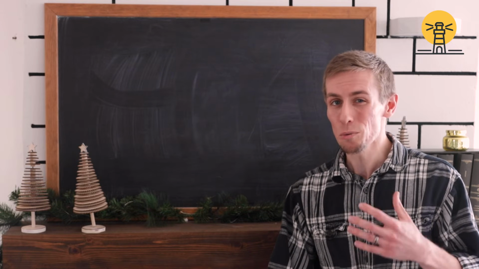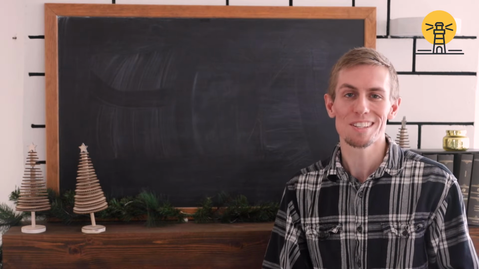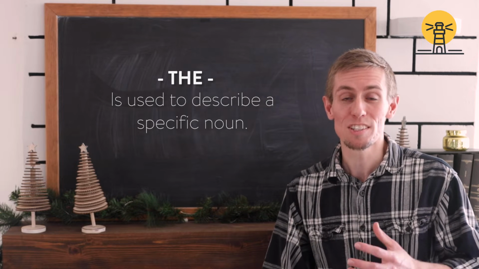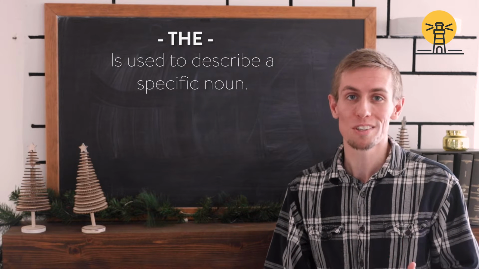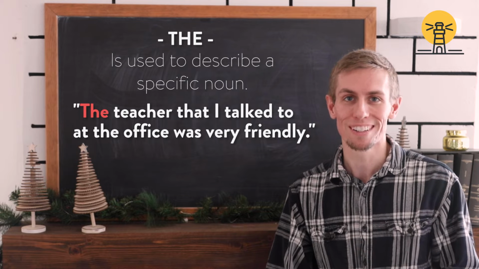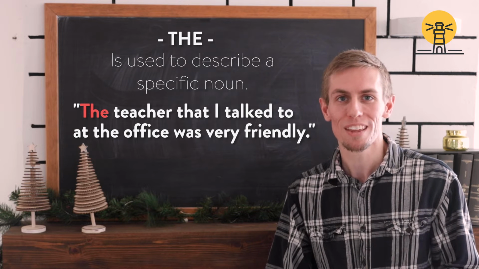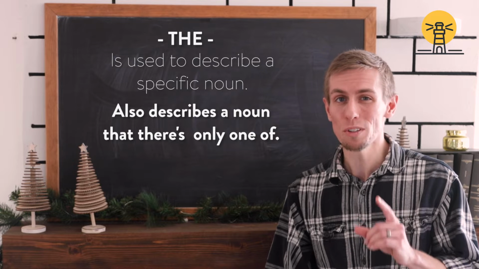Now, when do we use each of these articles? This is the tricky part. First, let's talk about the. The is used to describe a noun that's specific. For example, the teacher that I talked to at the office was very friendly. It's a specific teacher.